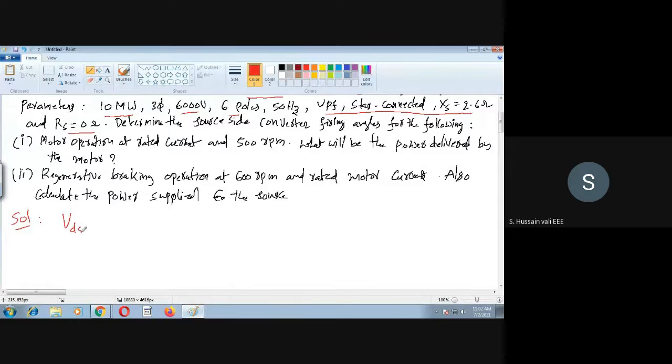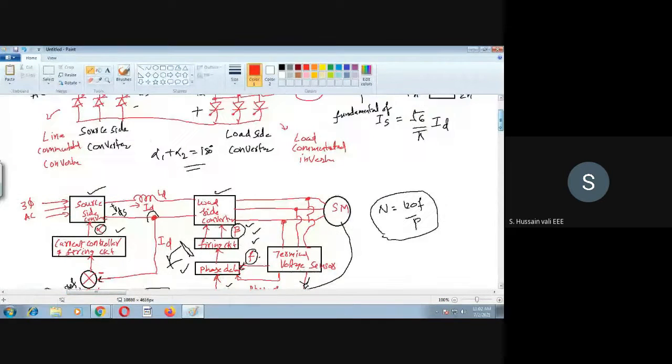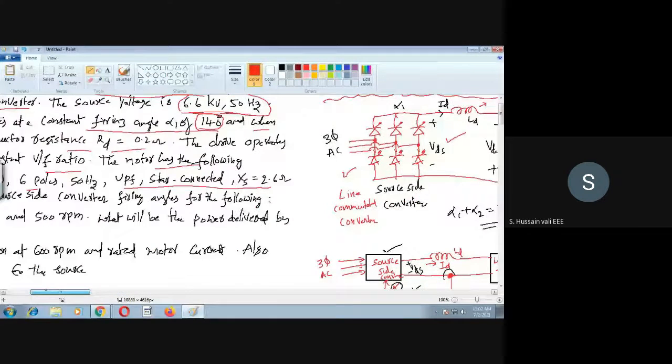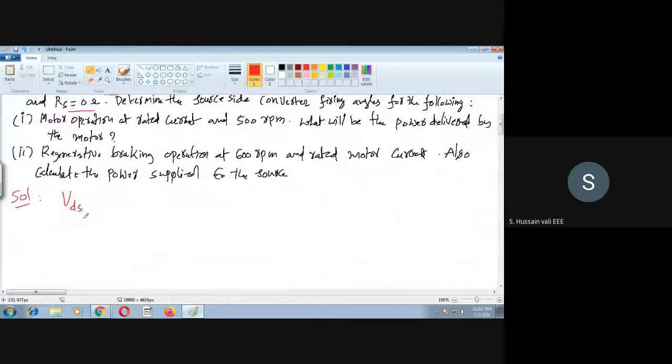voltage equation? VDS. VDS is the output voltage of the controlled rectifier. Which one? You see here, this one, VDS. So the output of a controlled rectifier, a three-phase rectifier. We have got this already in the previous classes. So I will write down that equation: 3 root 6 by pi, phase voltage, cos alpha. I will write S here so that the source also has S. It's the source side. We will use this equation.